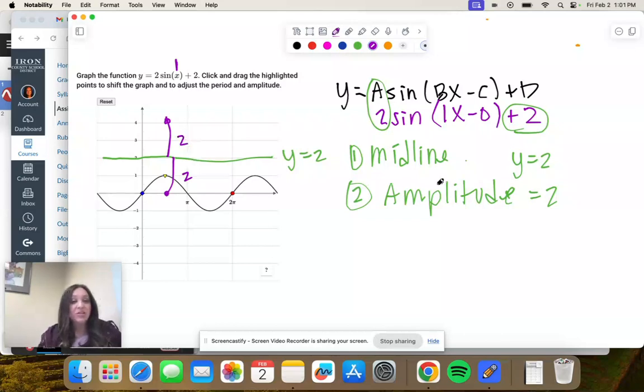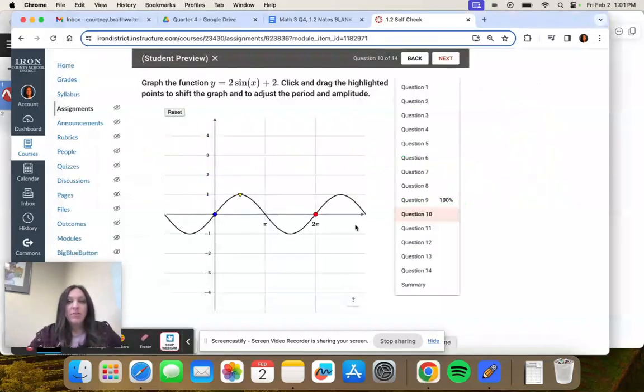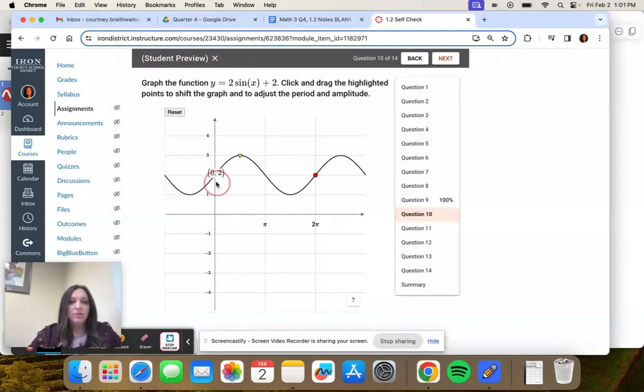And then that's it. There's no other changes. The period didn't change because b is 1, and there's no horizontal shift because c is 0. So we get to stop after the midline. So we're going to move it up to 2 and then stretch up to 4 and down to 0.